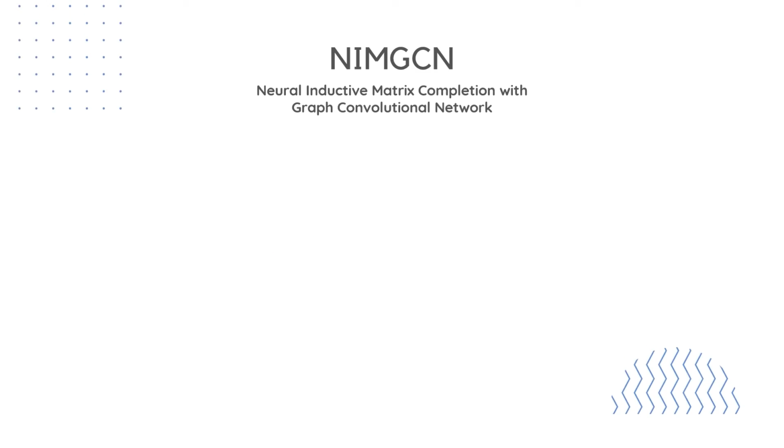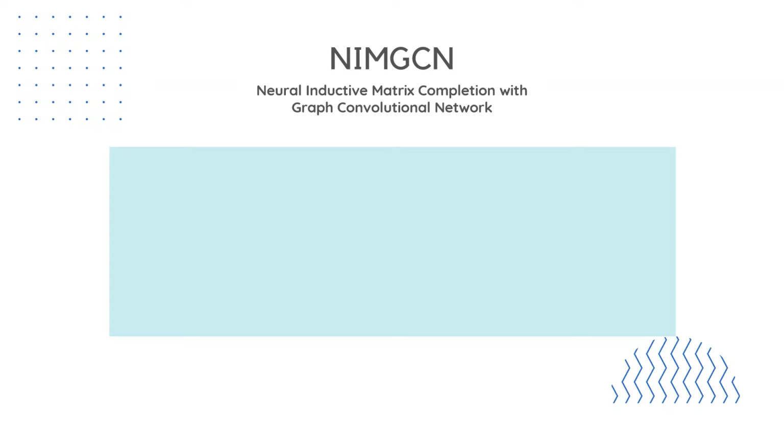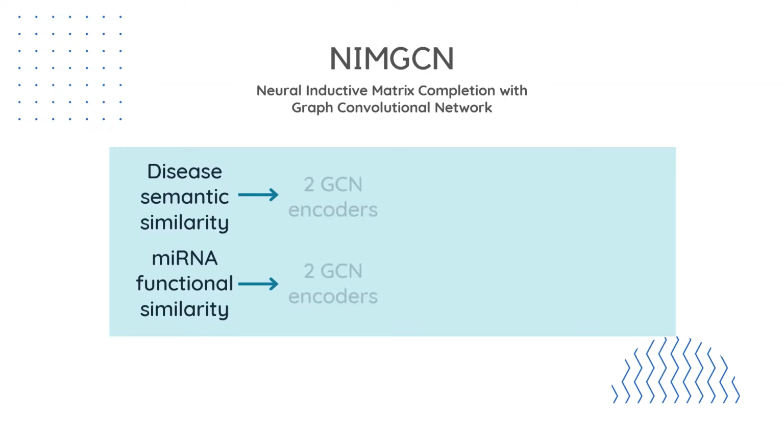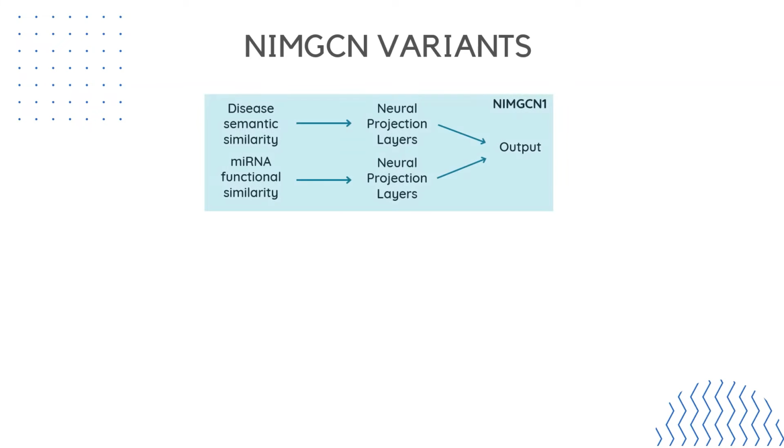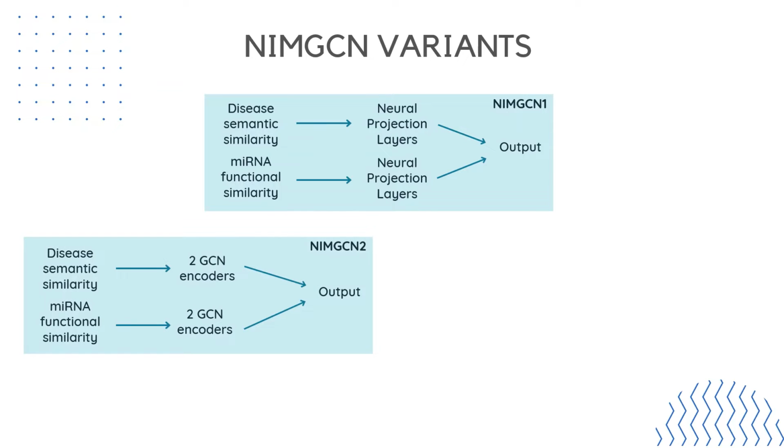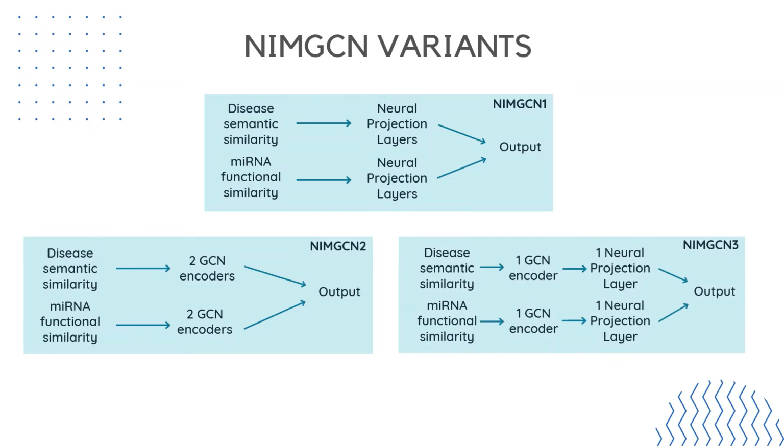The second model is the neural inductive matrix completion with graph convolutional network, NIMGCN. For each input, the disease semantic similarity and microRNA functional similarity, 2 graph convolutional network (GCN) encoders are used to learn the node representations, and multiple neural projection layers are applied to extract the output. There are 3 variants explained in this study, which are NIMGCN1 that removes the 2 GCNs, NIMGCN2 that removes the neural projection layers, and NIMGCN3 that uses only 1 GCN and 1 NPL.